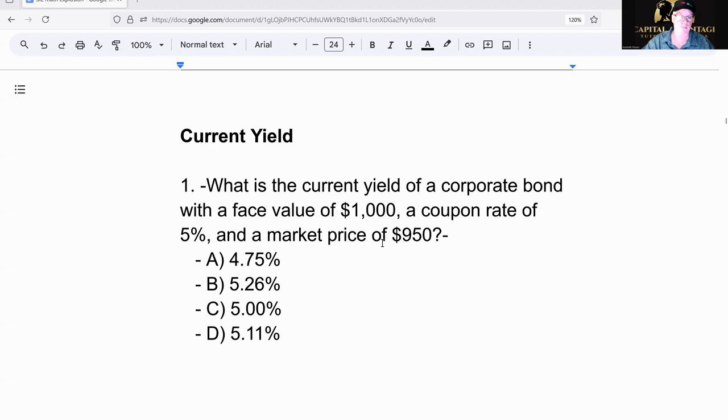Let's do it. I'm going to have to really do the math here, so I can't fake it. Current yield: I'm going to do annual, which is 5, divided by 950, which equals 5.26. Boom, there's B. That's easy stuff.